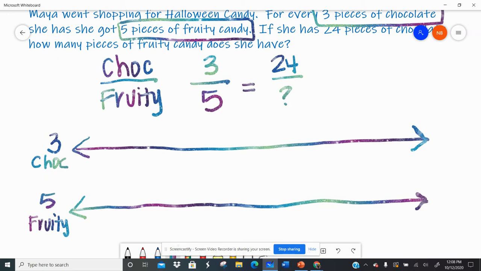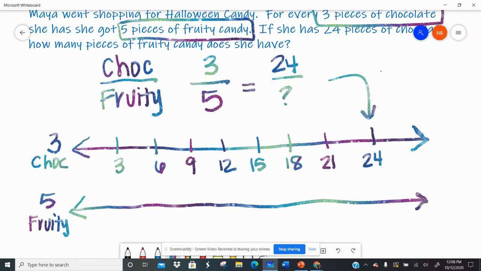All right, so we want all the way to 24. So we have 3, 6, 9, 12. And we're just counting by 3. 15, 18, 21. Here's our 24 of those chocolates. So now I'm going to line up my dashes directly underneath the chocolate pieces.